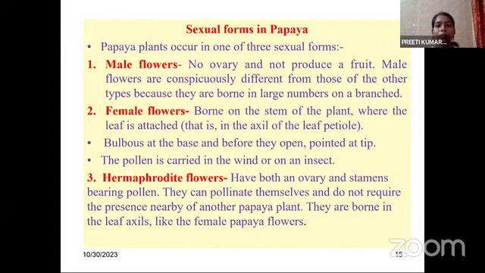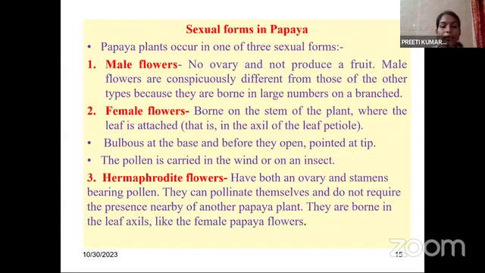So the sexual forms in papaya. Papaya plants occur in 3 sexual forms: male flower, female flower, and hermaphrodite flower. In the male flower, there is no ovary and it does not produce a fruit, as it is not a female one, and we know that male can't produce. The female flower is the one which produces, and male flowers are conspicuously different from the other types because they are born in large numbers on a branch.